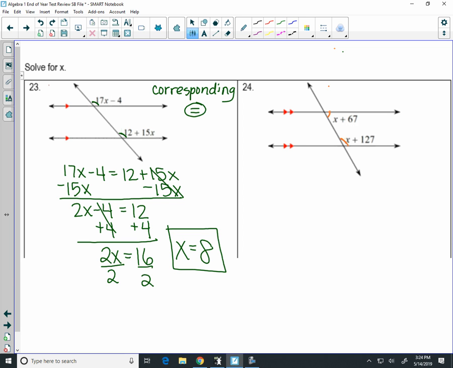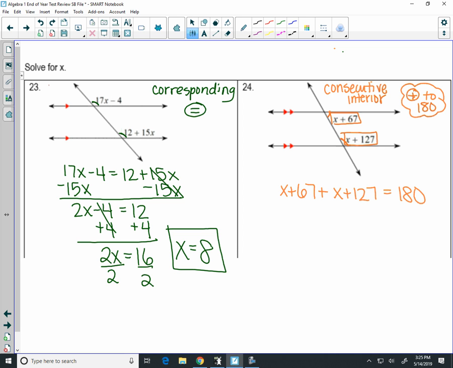Here, these are consecutive interior. And these add to 180. So I need to take this first angle value, x plus 67, and the second angle value, x plus 127. I need to add them together and set them equal to 180. We're going to get a wildly different answer than if you set them equal to each other.